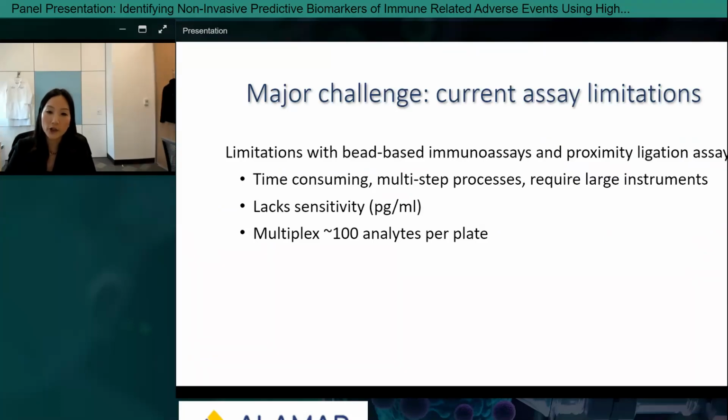One of the major challenges in identifying a urine biomarker has been the limitation of existing platforms. So conventional immunoassays like bead-based immunoassays or proximity ligation assays lack the sensitivity and multiplexing capability to be able to capture the wide complex immune signals driving acute interstitial nephritis.